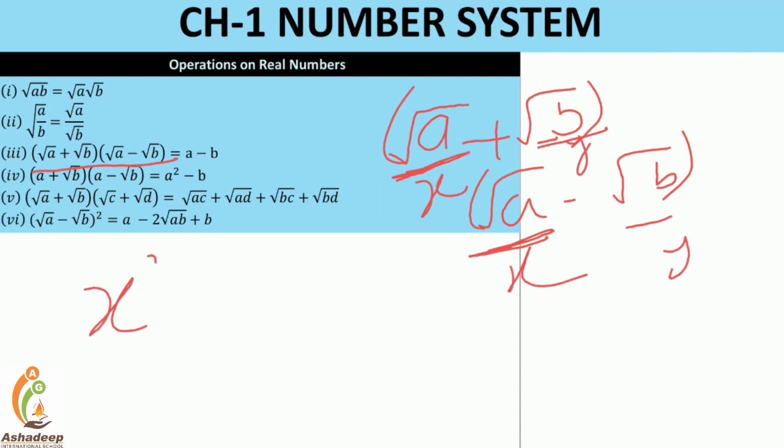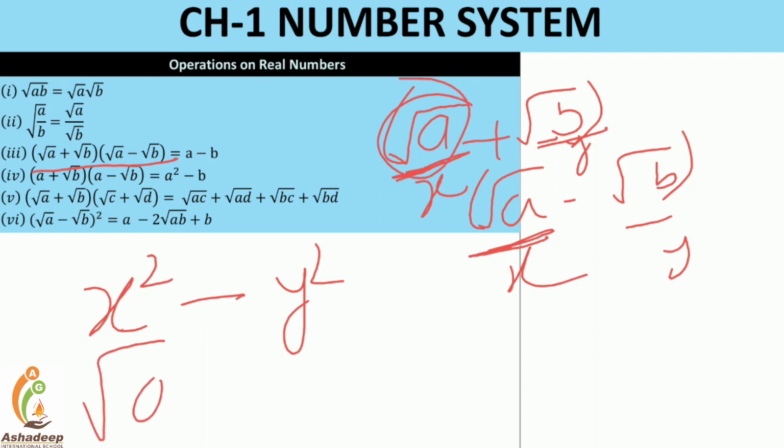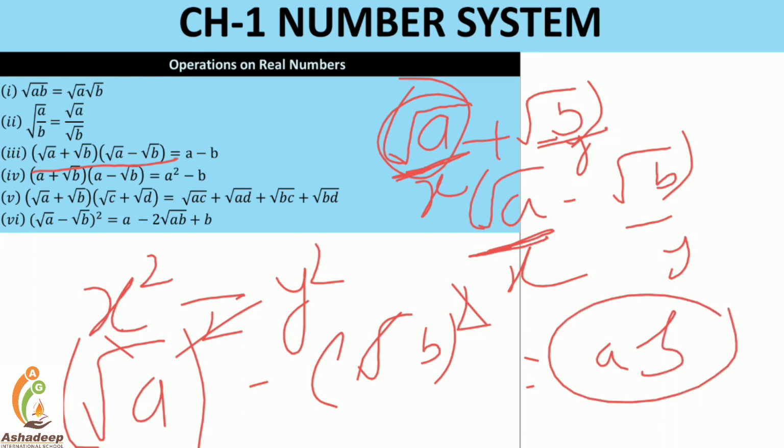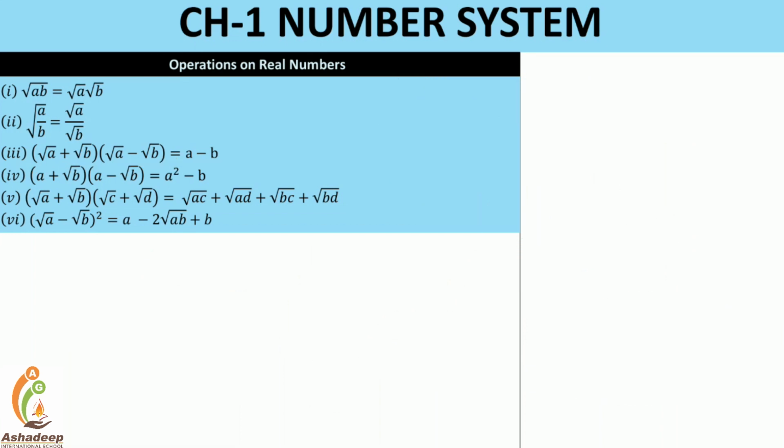So what is x plus y into x minus y? It is nothing but x square minus y square. But instead of x, what we have is square root of A. So it's square root of A square minus square root of B square. Now the square root cuts the square. What is the answer? The answer is nothing but A minus B. Right? So the answer is A minus B.